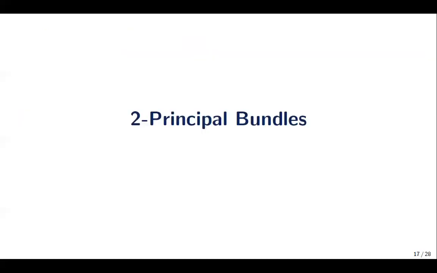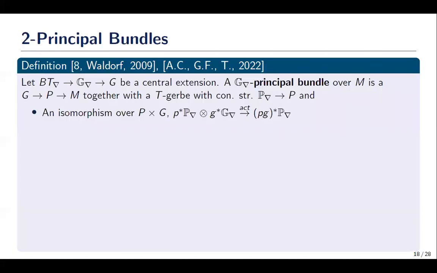Good. So now that we know what 2-groups are, we can define 2-principal bundles for these 2-groups. And so I have a central extension. What is going to be a principal bundle for it? Well, it's going to be given by the following data. First, a principal bundle over M for the ordinary Lie group. And then a G-Chern with connective structure over it. But I have to let my 2-group act on this principal bundle.